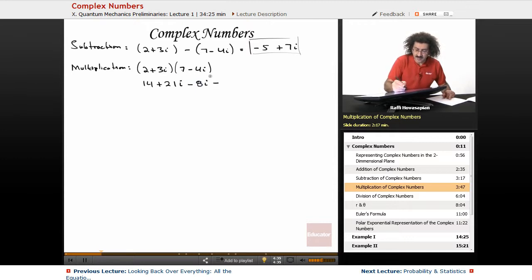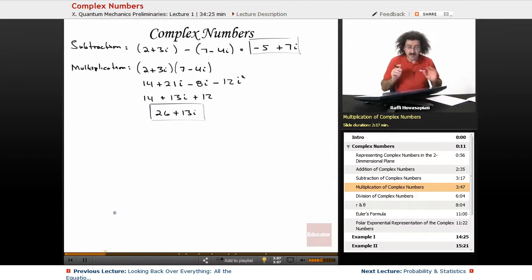And here we have, this is minus 3 times 4 is 12. i times i is i squared. And since i squared is -1, this becomes 14. 21i minus 8i, this becomes 13i. And I hope you're checking my arithmetic. I am notorious for being bad at arithmetic. And this becomes a plus 12. So this becomes 26 plus 13i. There you go. That's it. Just multiply it out.